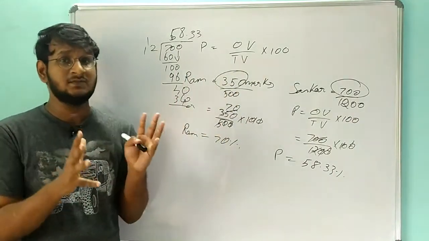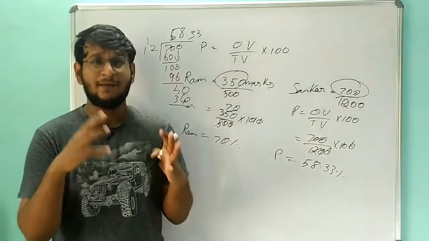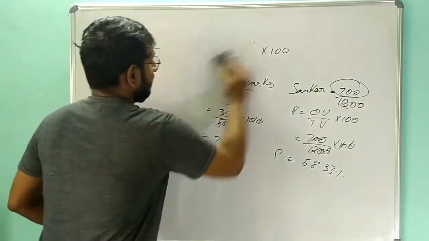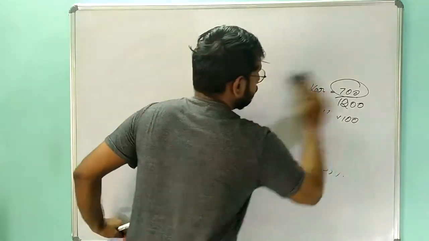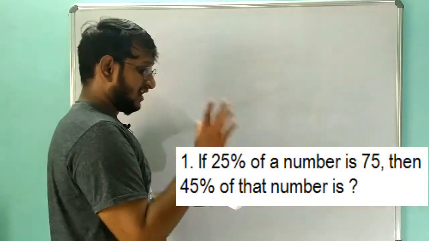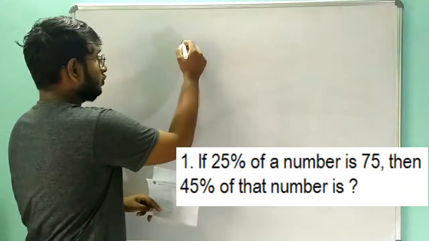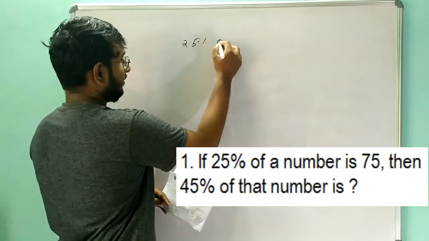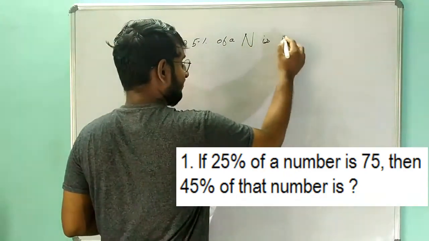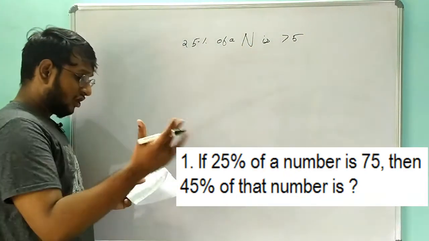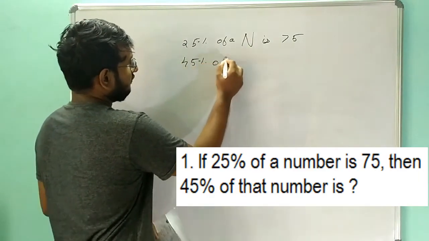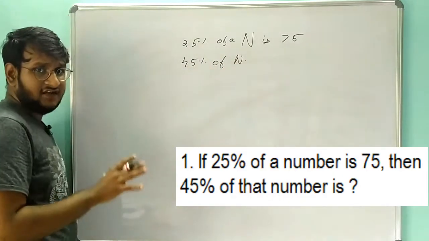Come on, let's see a few of the sums so that we can get the taste of what an aptitude test actually means. I have taken a few simple problems with respect to percentage. The first problem says that if 25% of a number is 75, that number we don't know, let's call it n, then 45% of that number is what? They are asking us to find the 45% of n. We don't know what n is, we have to find that first.